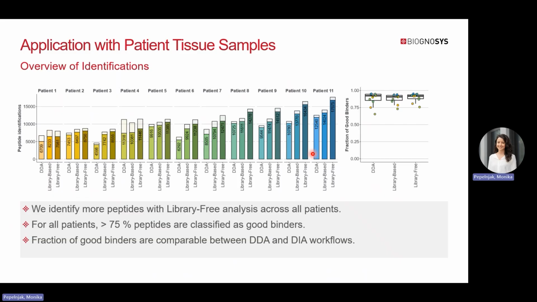We then also looked at the fraction of good binders. So we can see for all the patients, for directDIA, we had more than 70% of peptides classified as good binders. And the fraction of good binders is very comparable between the different searches. So even though we get way more identifications, we still maintain a large fraction of good binders.